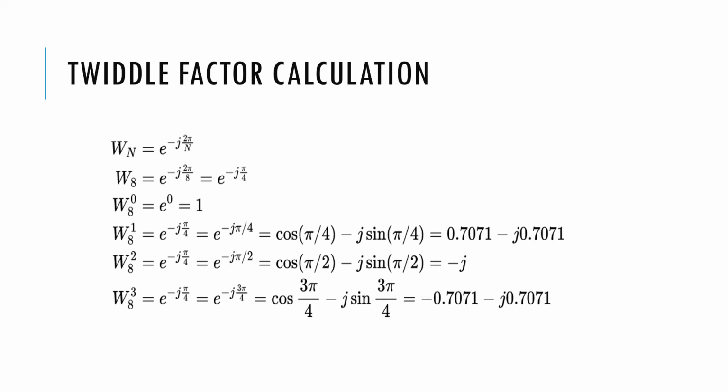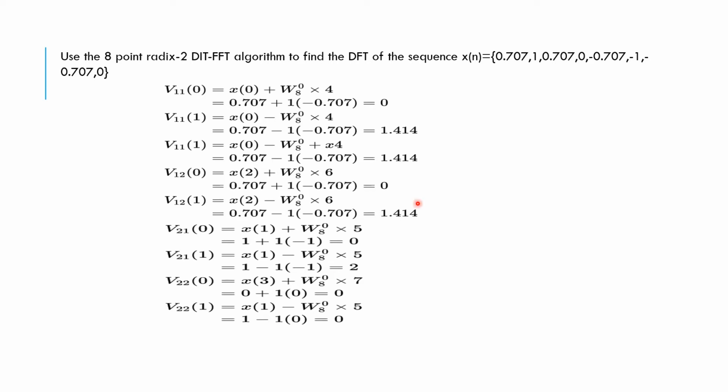Now we shall enter the actual problem solving of n equal to 8 point DIT as I specified earlier. So use the 8 point radix 2 DIT FFT algorithm to find the DFT of the sequence x of n. The sequence is given and there is no 0 pointer or any arrow marker, so the first sample has to be considered as n equal to 0. So what is the length of the sequence? N is given as 8. So n equal to 8 is the actual point sequence we are going to work out now.